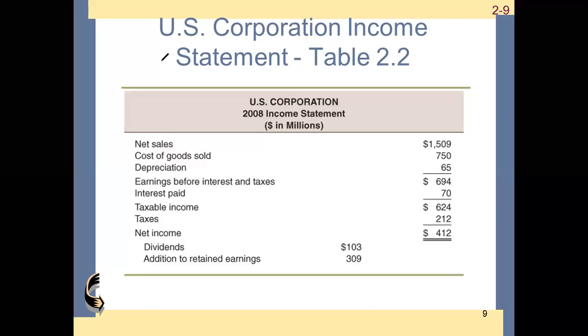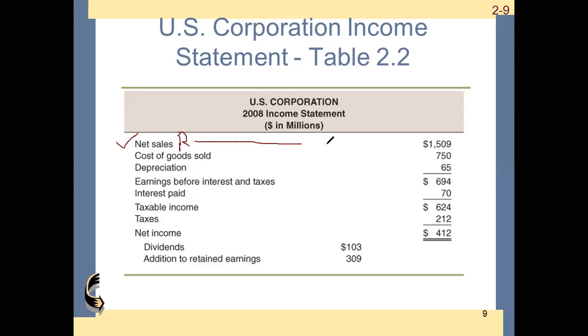If we have a look at the preparation of income statement, it says US corporation 2008 income statement written in millions of dollars. We have net sales, which is the revenue. Source of revenue is the sales. So this is the revenue, $1,509. Then we have all types of costs. Then we have one important major direct cost, which is CGS, or cost of goods sold. You subtract it, and then you subtract depreciation. You get EBIT, earning before interest and tax. It is known as EBIT, earning before interest and tax.